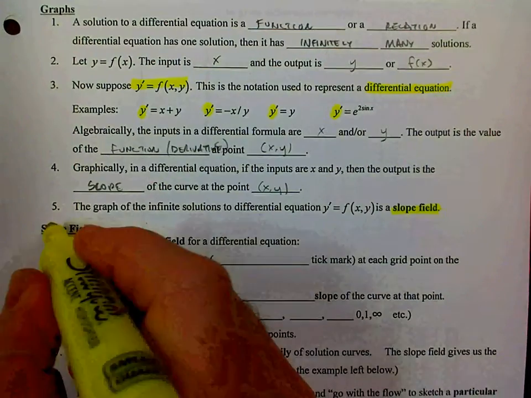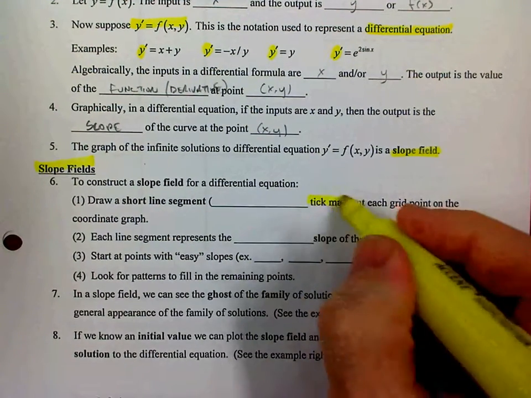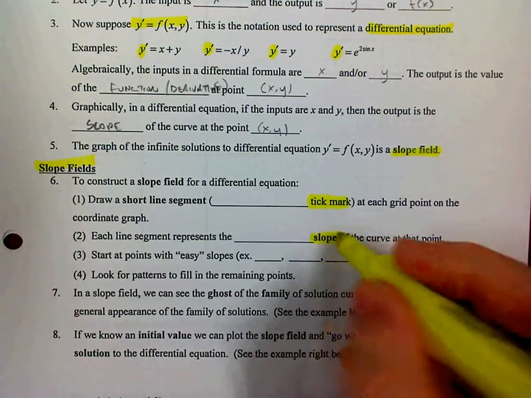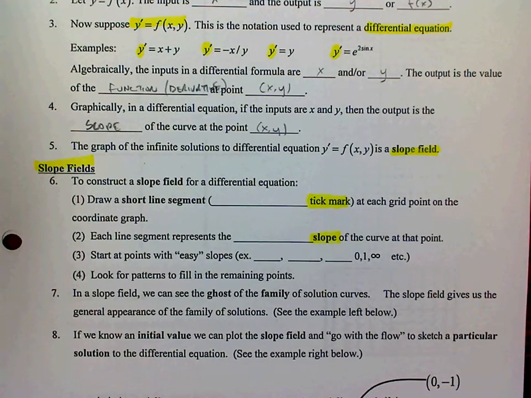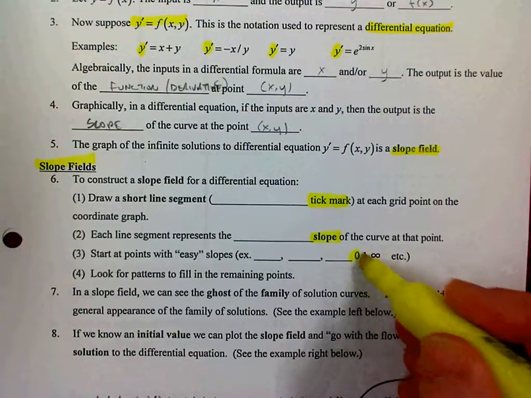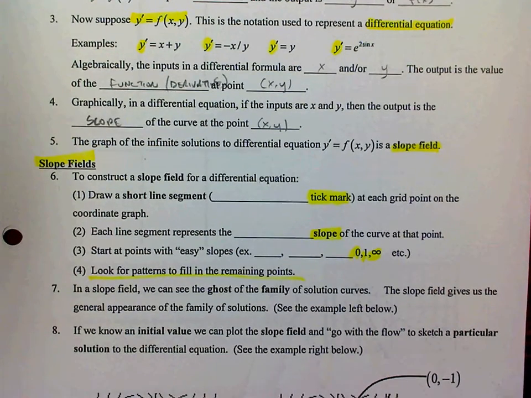To construct a slope field, we're going to do the following things. We're going to draw little short segments or tick marks in each one of the grids. Each segment will represent the slope of the curve at that point. Always start with some easy points. For example, whenever we have a slope of 0, 1, or infinity, those are pretty easy to draw. Then look for patterns to help fill in the rest of the graph.